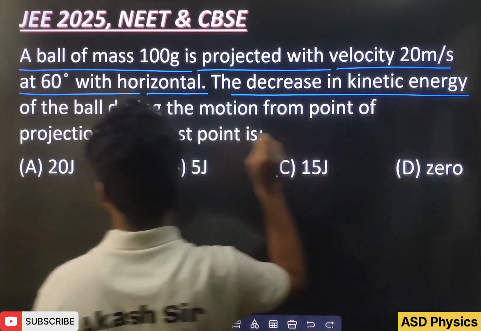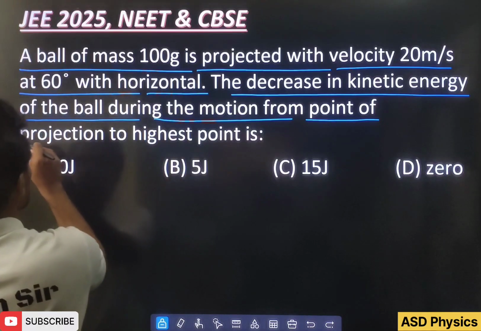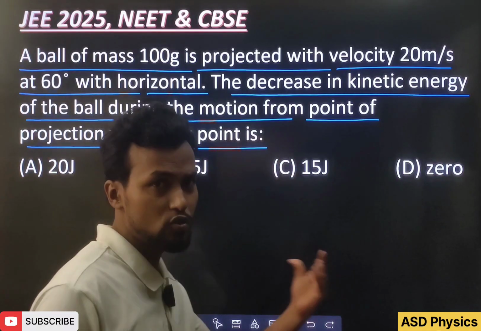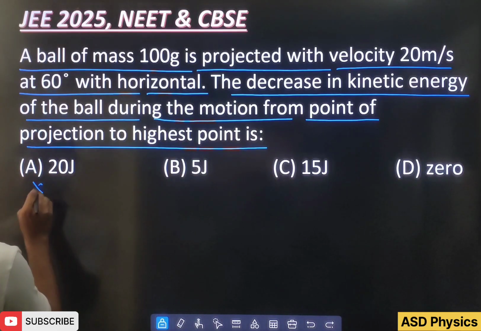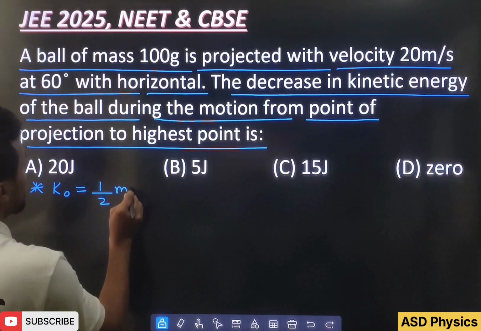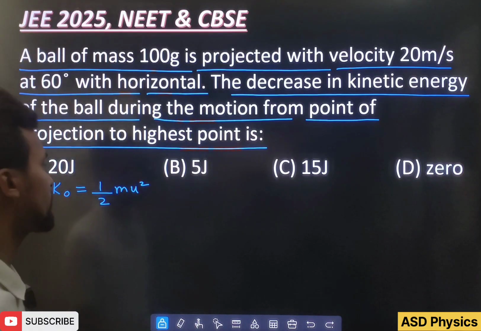The decrease in kinetic energy of the ball during the motion from point of projection to the highest point is how much? As I have told you in a previous one, projection point is O, highest point is B. At the projection point, we can write the energy as half m u square, taking the initial speed as u.